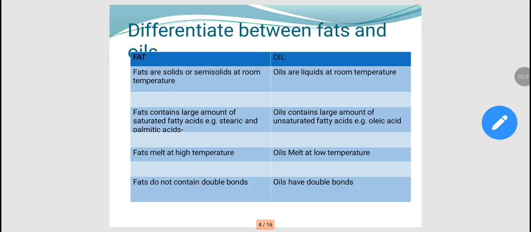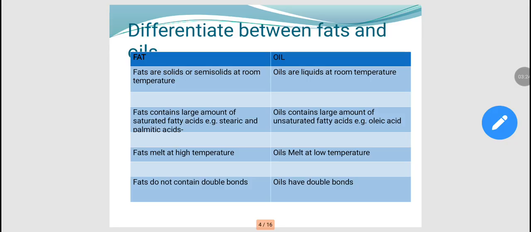Fats contain a large amount of saturated fatty acids, but oils contain a large amount of unsaturated fatty acids. Some examples of saturated fatty acids are stearic acid and palmitic acid. An example of an unsaturated fatty acid is oleic acid.